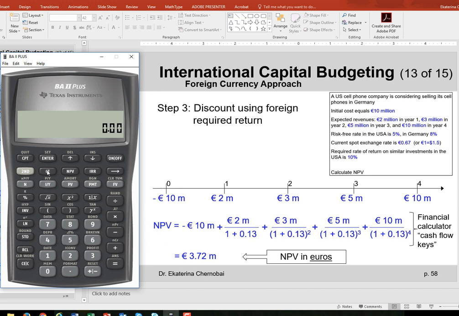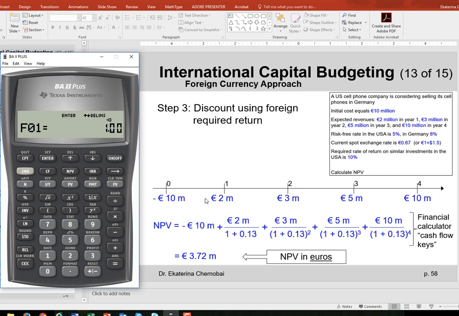So let's turn it on, press the CF button. Cash flow 0 in euros, minus 10 million. Let's just drop all the 6 zeros. Just stick to 10, 2, 3, 5, and 10 again. 10, negative, enter. So we have just saved the cash flow for year 0 as negative 10. Press the down arrow key. Cash flow number 1 in the future, that's 2 million euros. I press 2, enter, down arrow key.